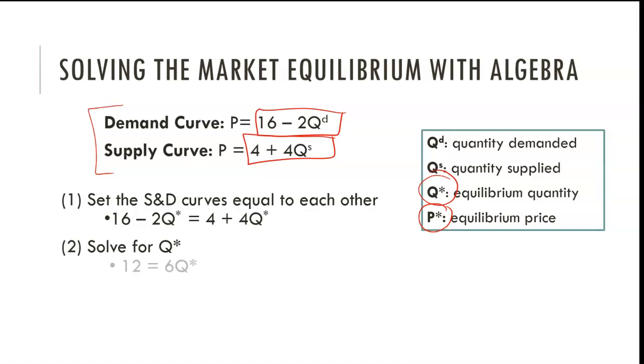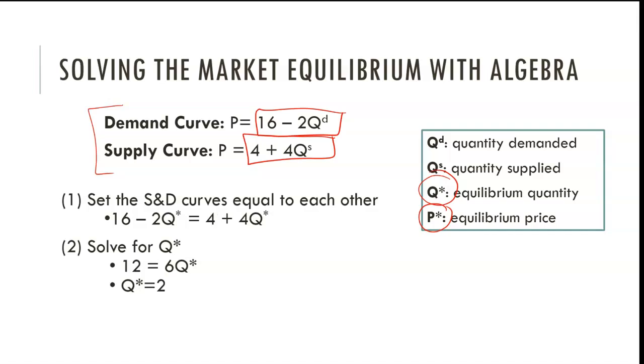Then we want to divide. Okay, so we've got 12 is equal to 6Q. We want to know what Q is. Right, what is Q star? So to get that, we're going to divide both sides by 6. And we're going to get that our equilibrium quantity is 2. Q star equals 2.